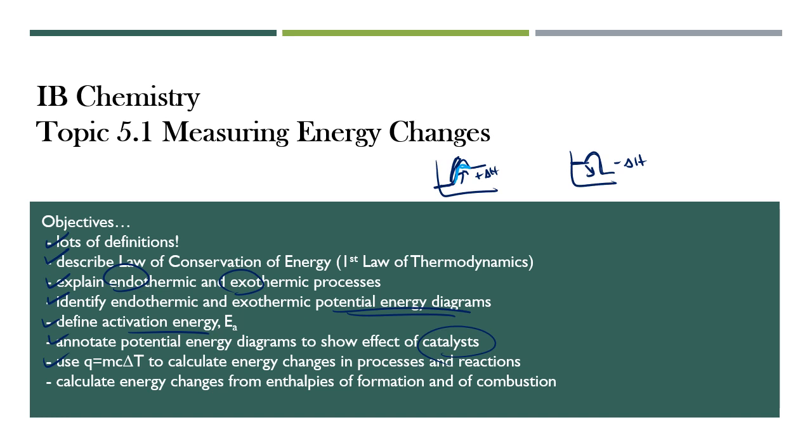We talked about Q equals MC delta T. We also talked about the sum of the energies of the products minus the sum of the energies of the reactants. We could also use that to find energy changes using heats of formation and heats of combustion.